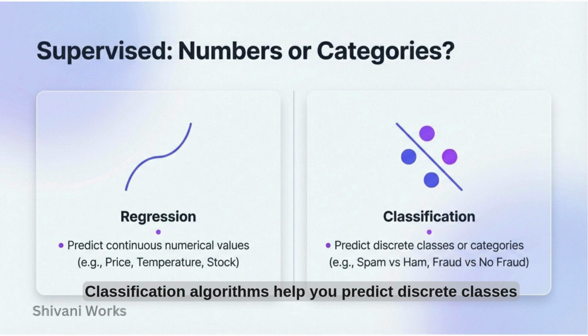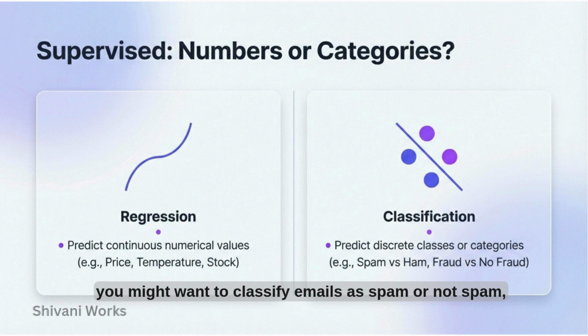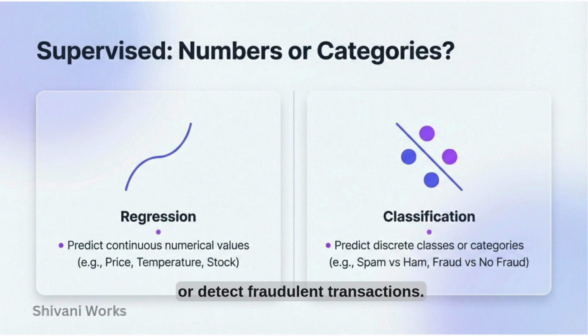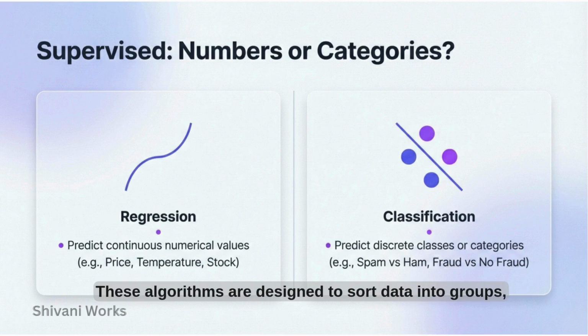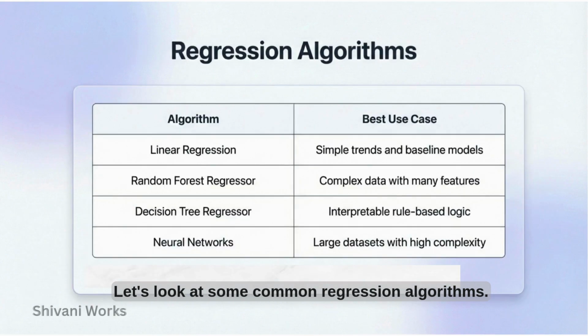Classification algorithms help you predict discrete classes or categories. For example, you might want to classify emails as spam or not spam, or detect fraudulent transactions. These algorithms are designed to sort data into groups, making them ideal for tasks where the answer is a label, not a number. Let's look at some common regression algorithms.